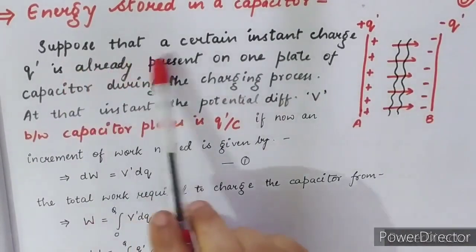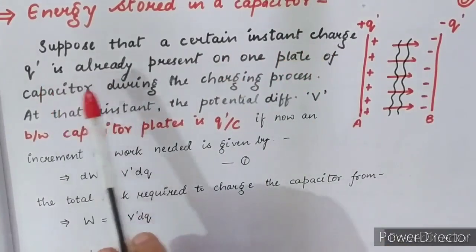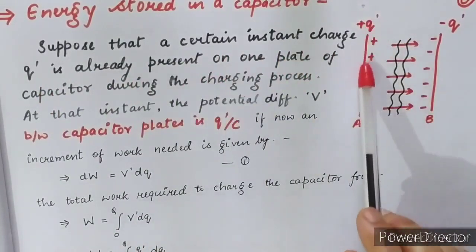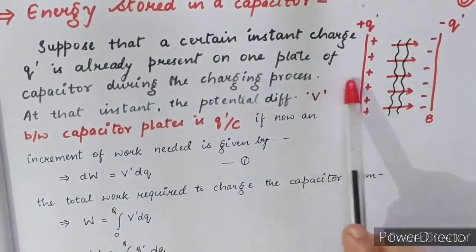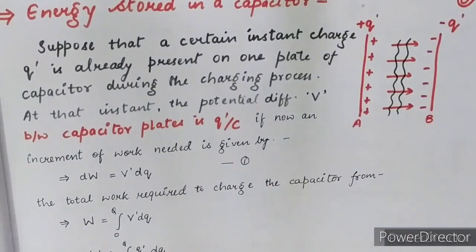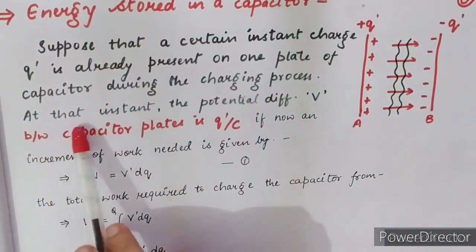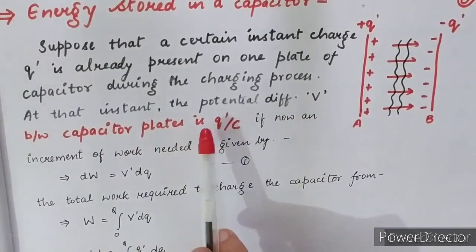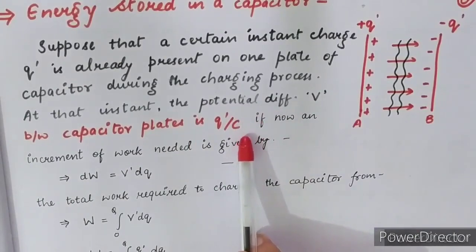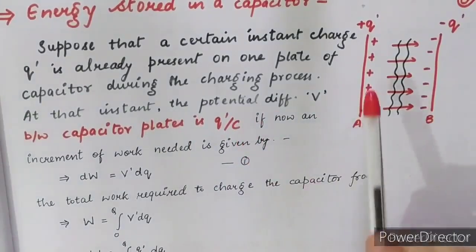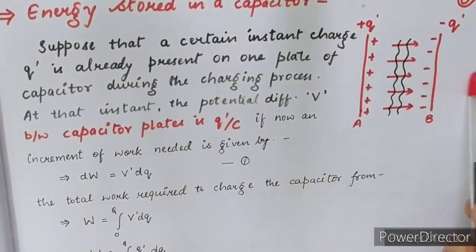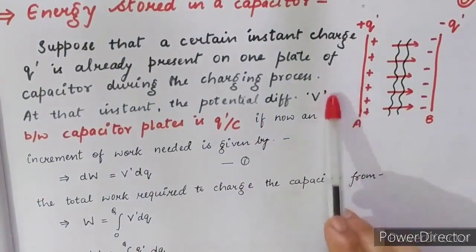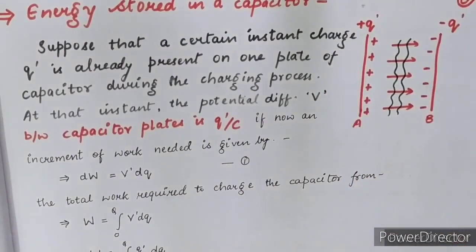Suppose that at a certain instant charge Q dash is already present on one plate of the capacitor, and during the charging process, as we start charging it using a battery, at that instant a potential difference V between the capacitor's plates is Q dash upon C. We are doing the charging process by joining the plates to the terminals of a battery, so at that instant a potential difference V comes across the plates of the capacitor.